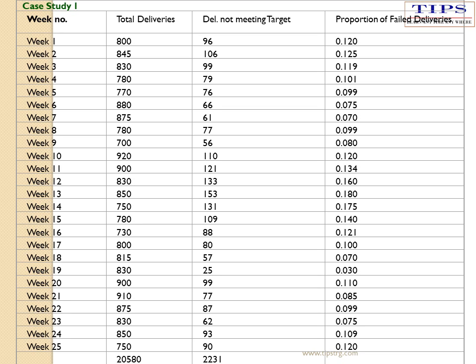Total deliveries are counted for 25 weeks: 800 plus 845 and so on, equal to 20580. Similarly, the summation of deviated couriers, that is 96 plus 106 and so on, is equal to 2231.